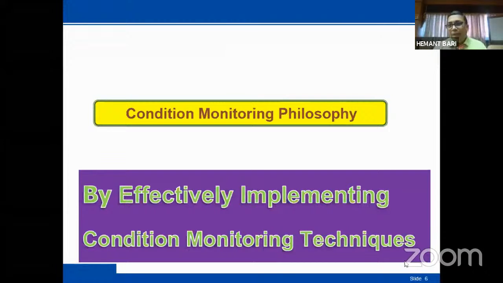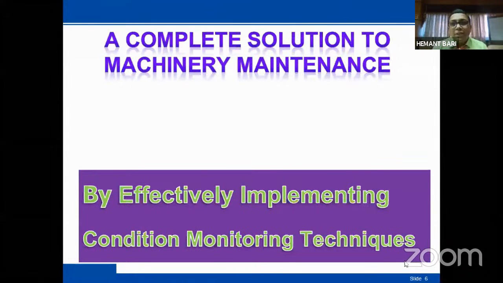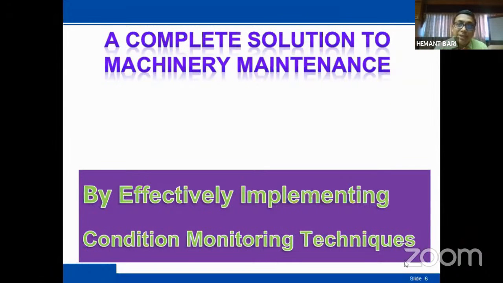Now, simplifying that difficult definition, a complete solution to machinery maintenance is the condition monitoring philosophy. What is condition monitoring philosophy? A complete solution to machinery maintenance by effectively implementing the condition monitoring techniques. So it is very important, whatever the problem is with your machine, or whether all the parameters are normal.